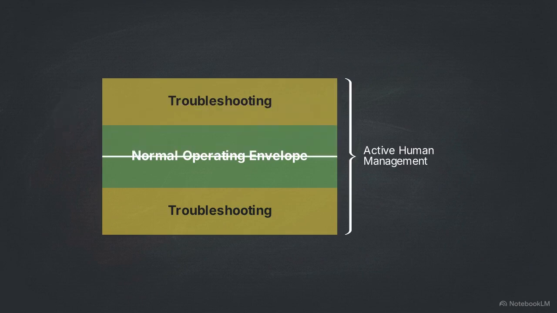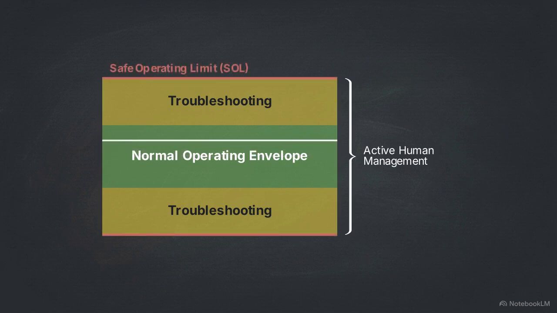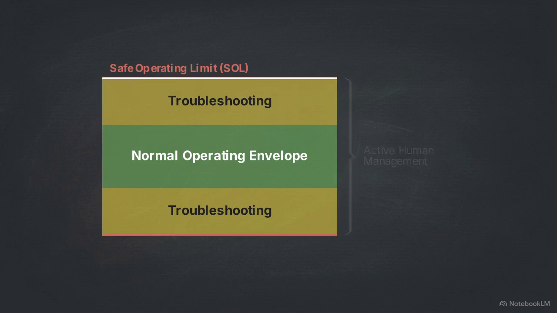The safe operating limits form the hard boundaries that encapsulate both the normal and troubleshooting zones. Reaching this threshold marks a fundamental shift. Human judgment bends, and immediate, predetermined action becomes mandatory. These actions are decided and documented in advance, such as the automatic activation of a safety instrumented system or a mechanical shutdown of the equipment.